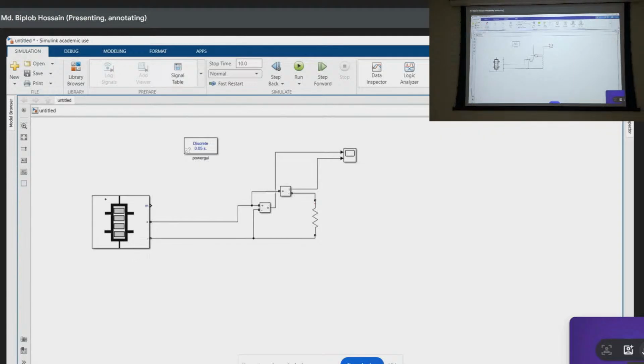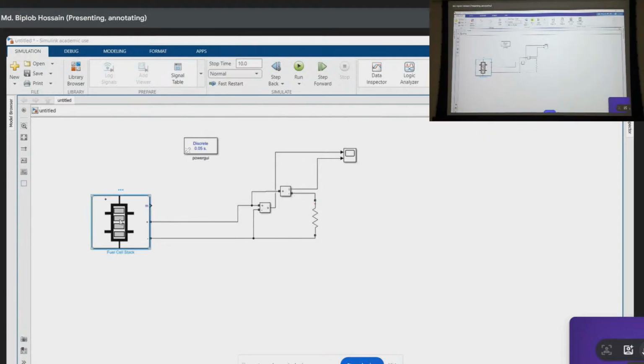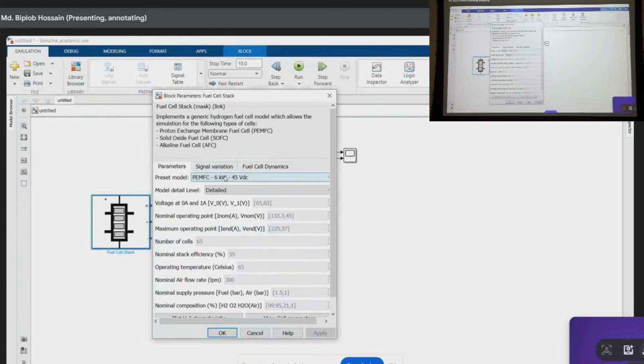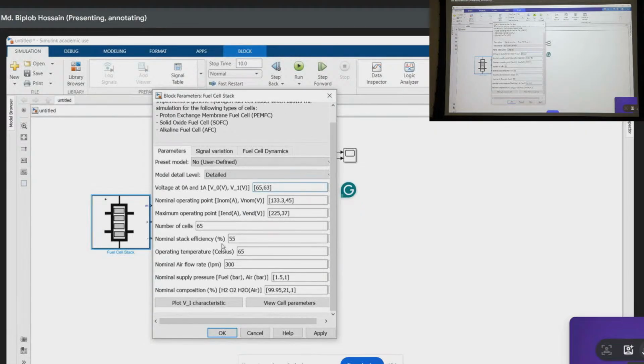You can do these things two ways. For example, if you double click here, then you can choose your user defined. Then you need manufacturer values, like what would be the open circuit voltage. You need these manufacturer values to complete your user defined. If you have any hand calculated value, you can use this one. Or if you have any manufacturer value, collected from literature.